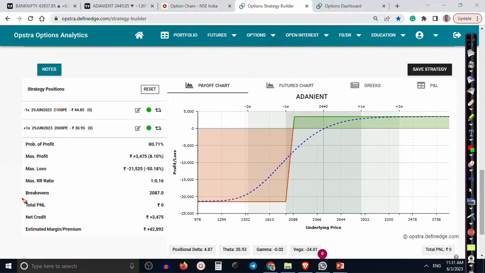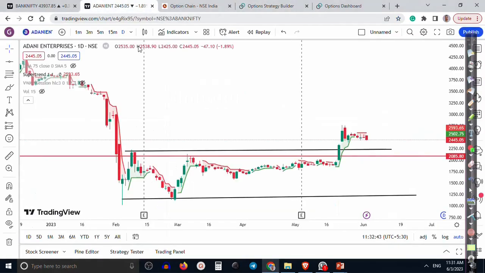And always check the break even. Break even means if price goes against us and crosses that level, then our loss will be there. In that case, we have seen 2087 break even. So here I drew this line at 2087. In case price moves and breaks this level, this is called the break even level. If it breaks this level, our loss will be there. So in that case, we will adjust the position.